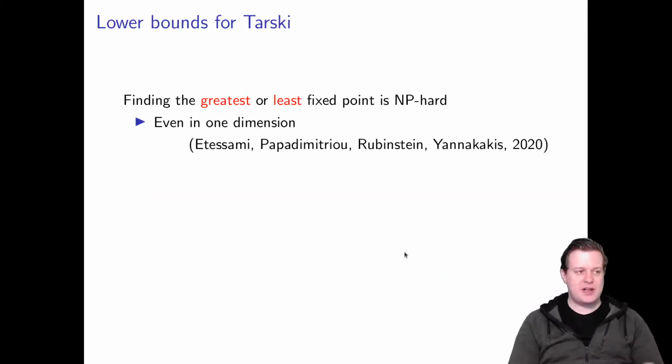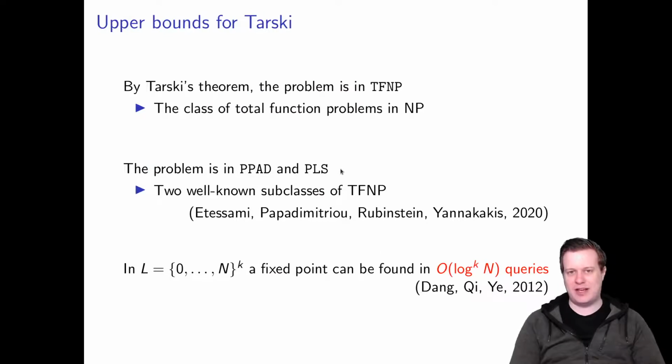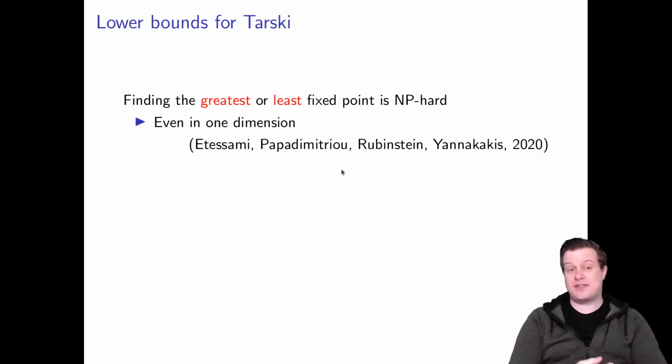So that's the upper bounds for the Tarski problem: how quickly can we solve it? In terms of lower bounds, the first thing that should be pointed out is if you're looking for the greatest or least fixed point, which are guaranteed to exist, they are actually much, much harder to find than any fixed point. Finding any fixed point is in PPAD and PLS, but finding the greatest or the least fixed point is already NP-hard. This was shown by Etessami, Papadimitriou, Rubinstein, and Yannakakis back in 2020, and that holds even in one-dimensional instances. So it's very, very difficult to find the greatest or least.